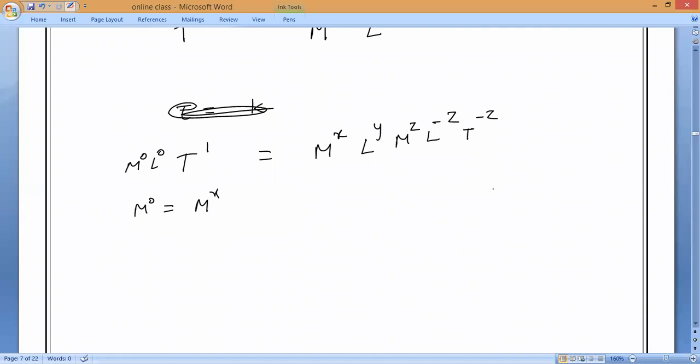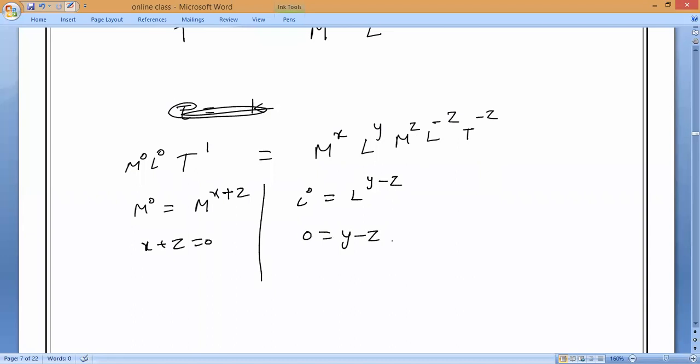Wait, M is there here also, so x plus z is equal to 0. Just hold it. Next, L power 0 is equal to L power y minus z, so 0 is equal to y minus z.